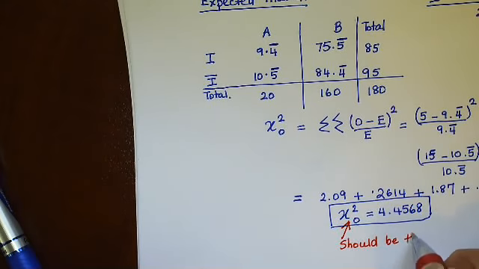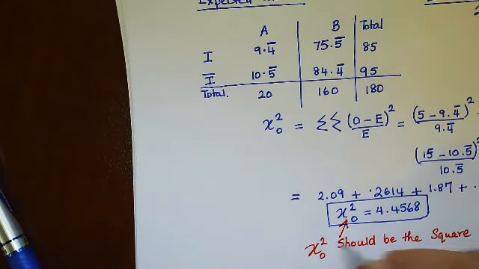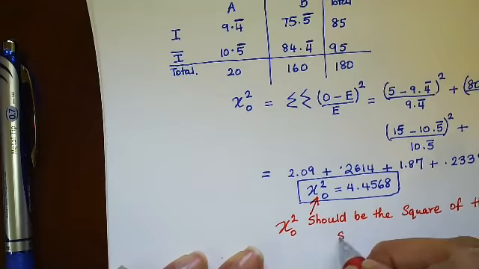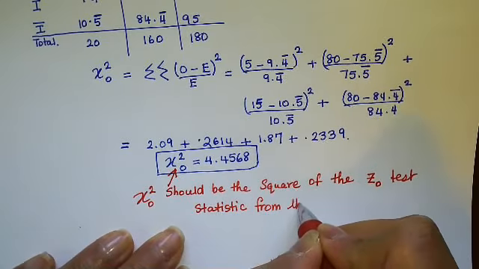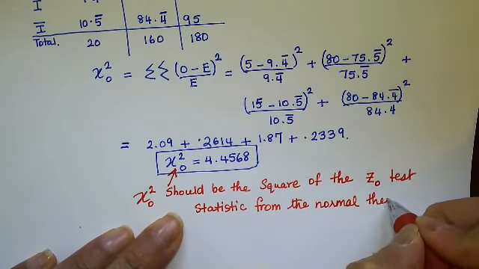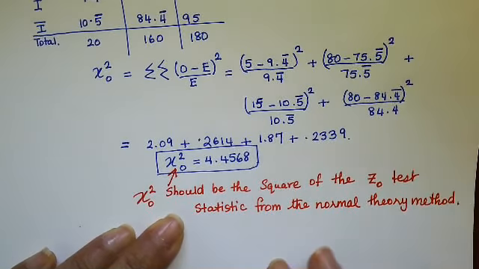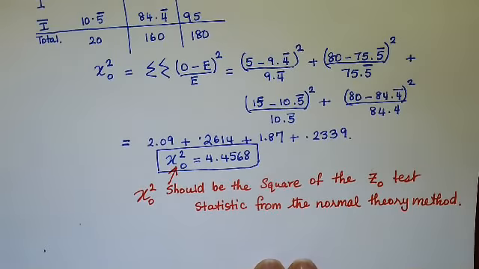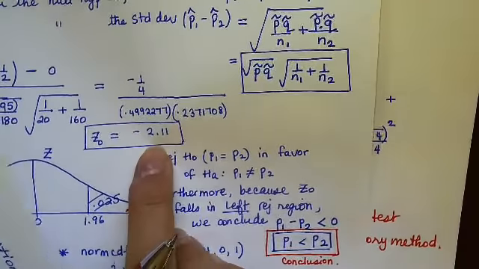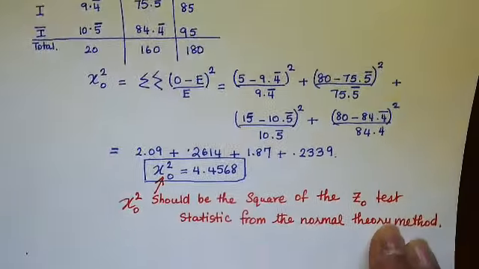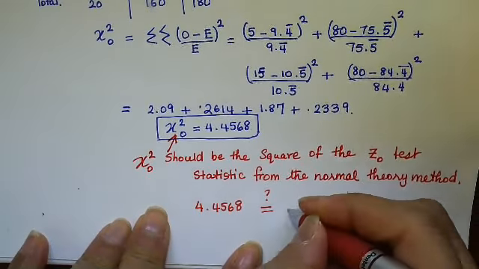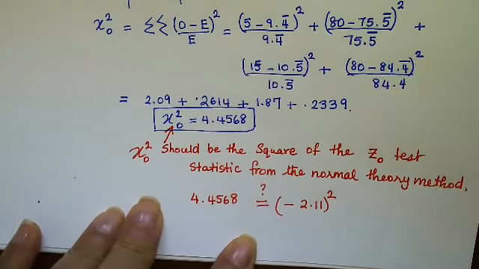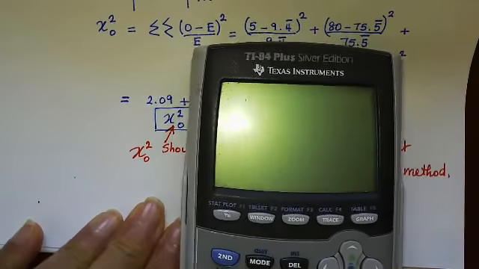Additionally, I would like to mention that this should be the square of the Z0 test statistic from the normal theory method. So let me go back to my normal theory method and pick up the Z0 that I found there. The Z0 that I had found was minus 2.11. Let's see if this is in fact 4.4568. Is that equal to minus 2.11 squared?